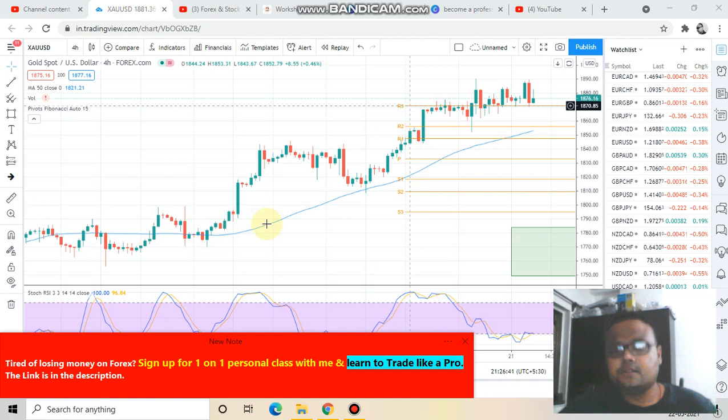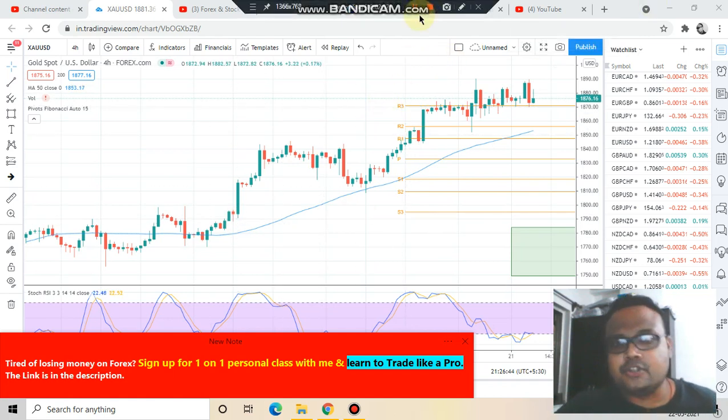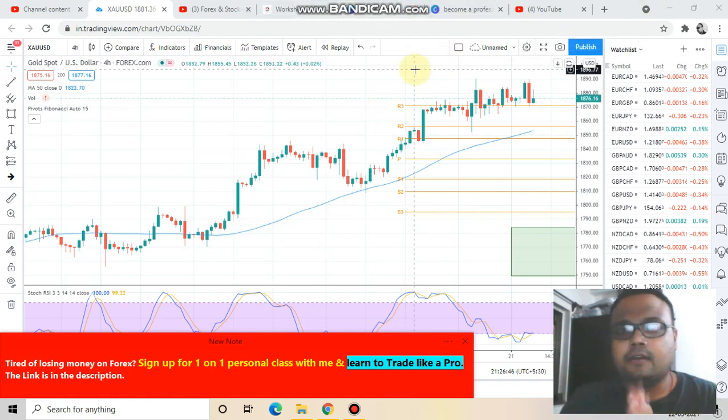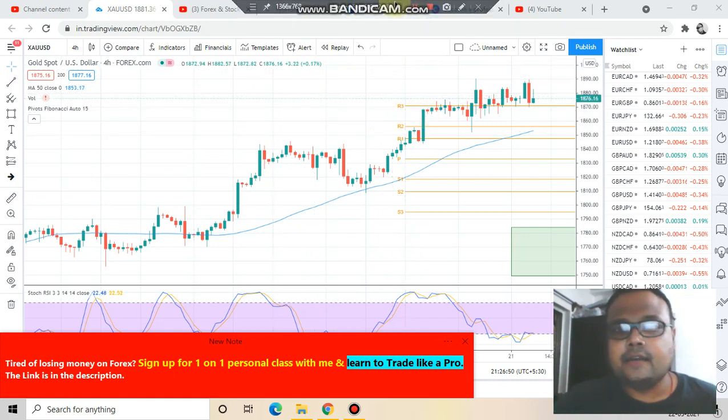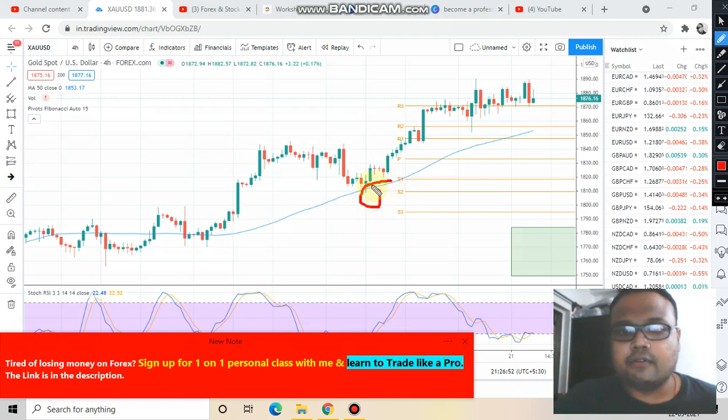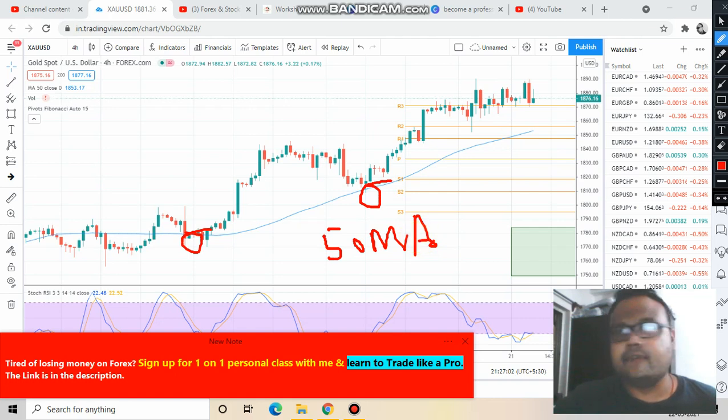So the market is in an uptrend, and as I've already mentioned, support is the thing that we need to look for. And here we can see that the 50 moving average has provided support to the market, or is providing support to the market. Therefore the 50 MA is a valid support, and right now you can see that the market is trading at the 1876 level.